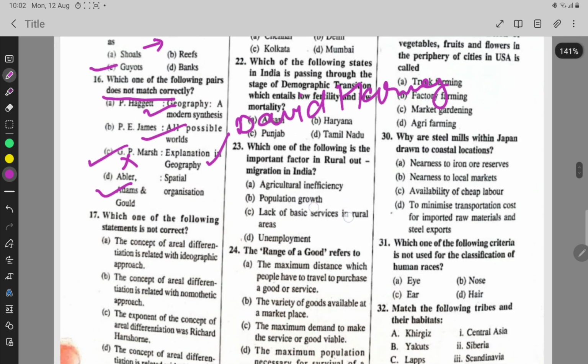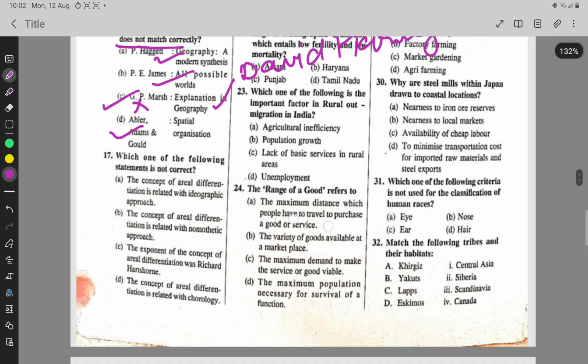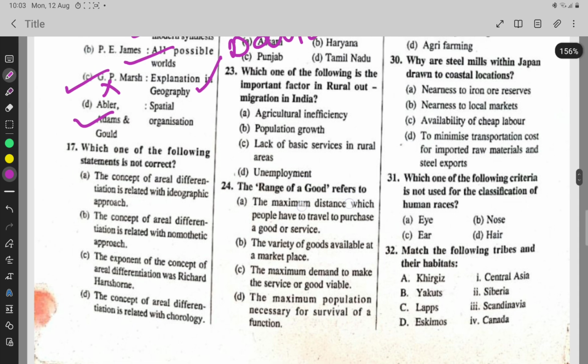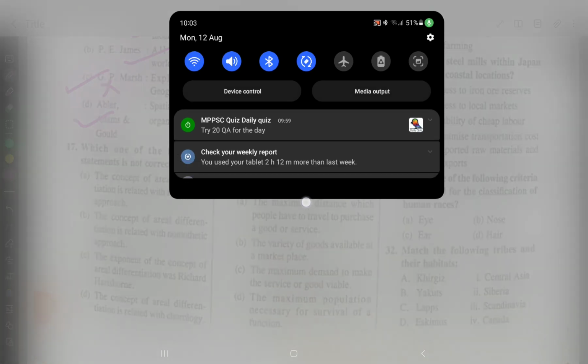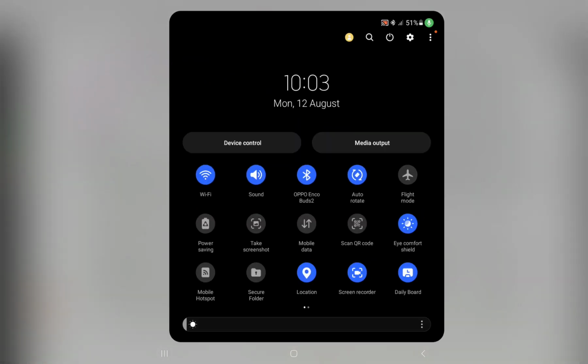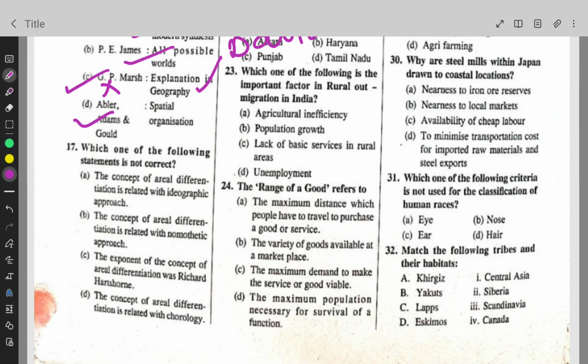Which one of the following statements is not correct? The concept of areal differentiation. Concept of areal differentiation is related with ideographic approach. Correct. The concept of areal differentiation is related with nomothetic approach. No. Exponent of the concept of areal differentiation is Richard Hartshorne. Yes, correct. Areal differentiation with chorology. Correct. So option B is the right answer for this question.